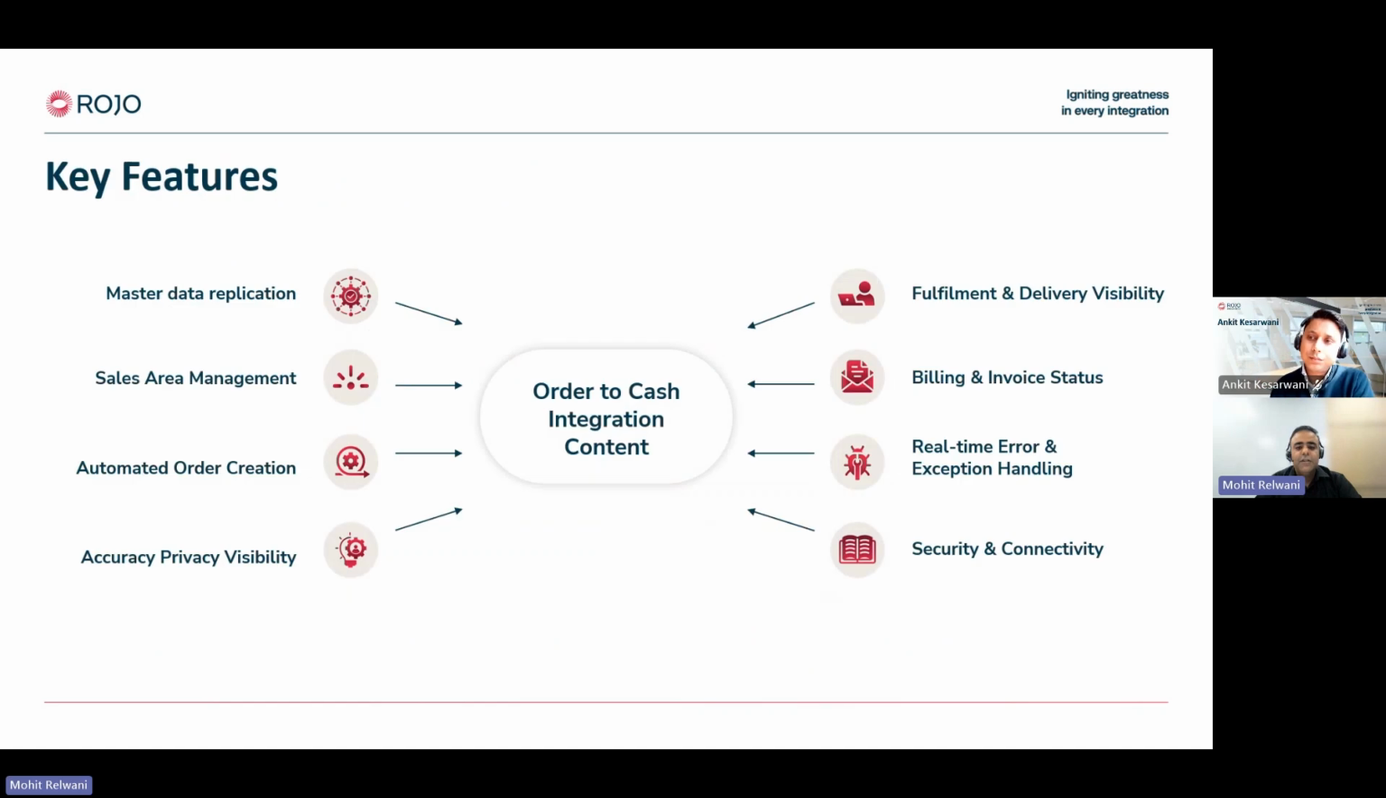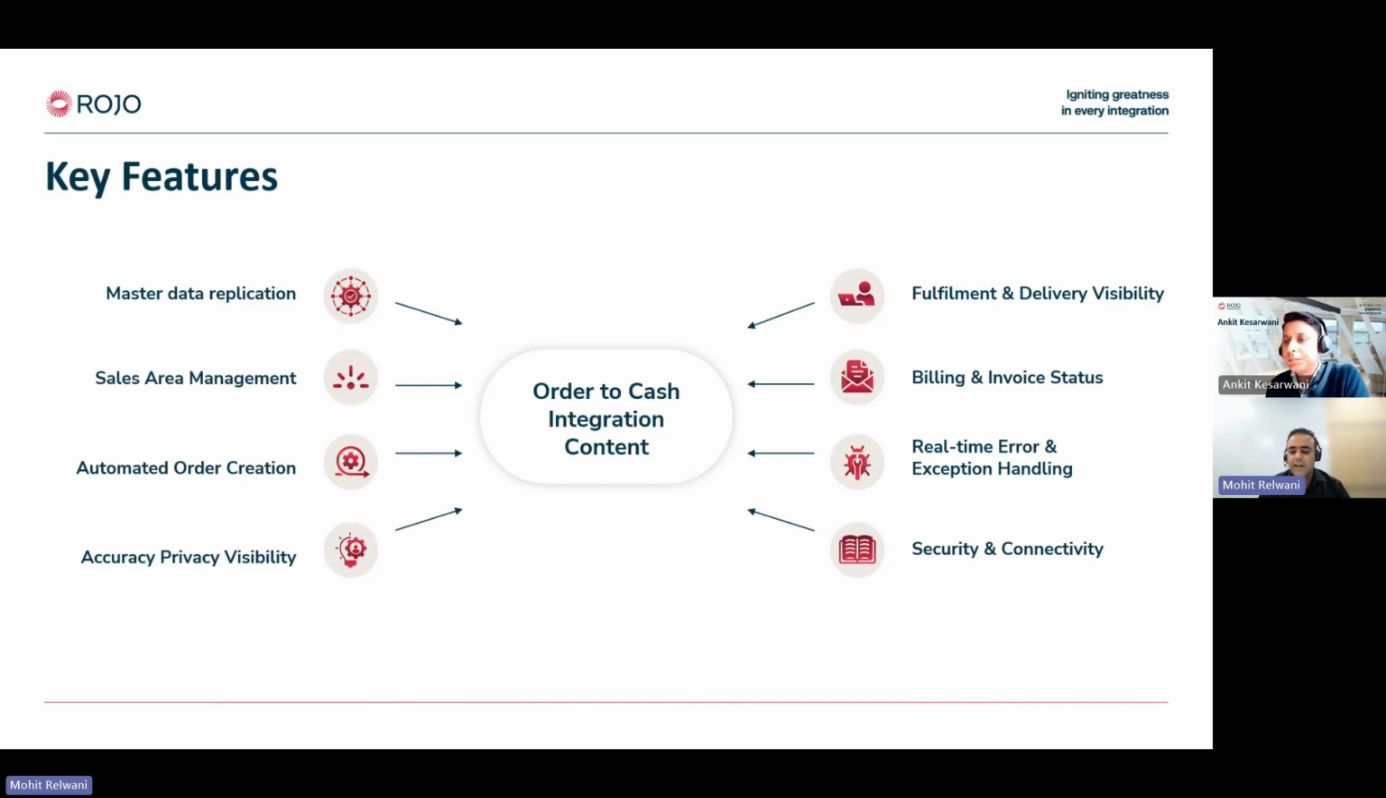I'll move ahead. So, what are the key features with this offering? Our master data replication, which is very important. All the status, delivery status, and billing status. So, what happens to my order? Is it delivered? Is it shipped? What happens to the billing? What happens to the invoice? All will be synced as part of this offering.